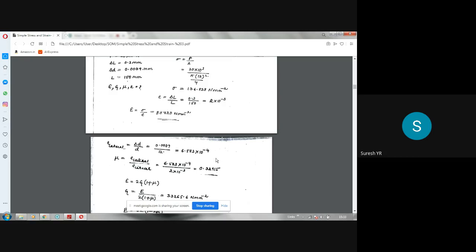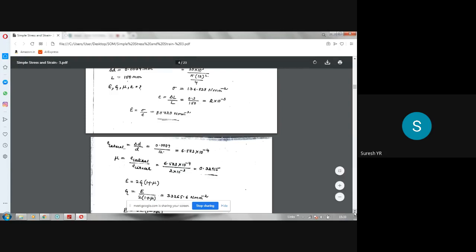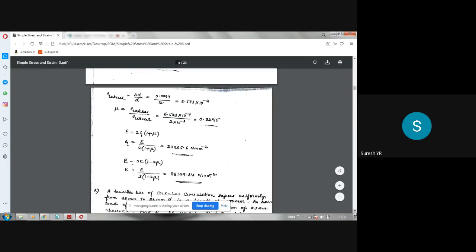Next, once you know these two, E and mu, using the relationship between the elastic constants, you can find out the other two constants. So since you know E and mu, you can use this relation. E is equal to 2G into 1 plus mu. So to get the value of G, you substitute for mu and E. E is this value, mu is this value. If you substitute that and simplify, you will get G as 33,265.6 Newton per mm square. Units you should be very careful. So this relationship you should be knowing.